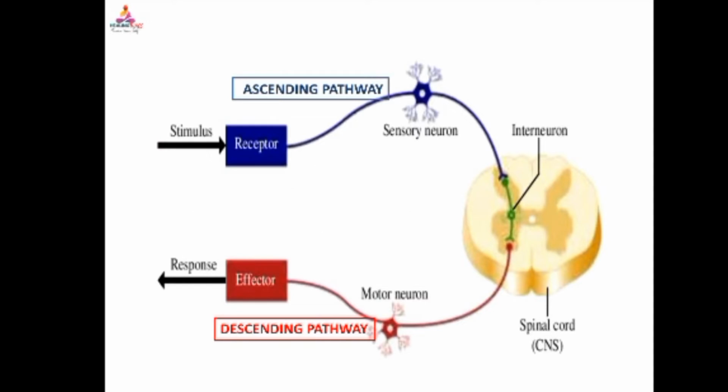These are the pathways. Stimulus or receptors, the sensory neuron, is the ascending pathway. Then red color is the descending pathway. That is the motor neuron pathway, and that is a response to effectors, effector muscles, organs, etc.